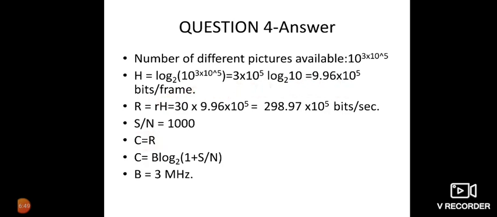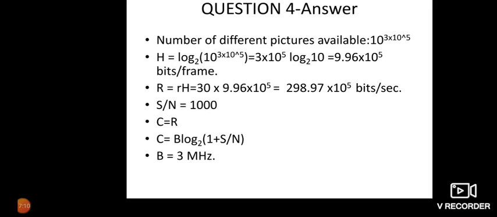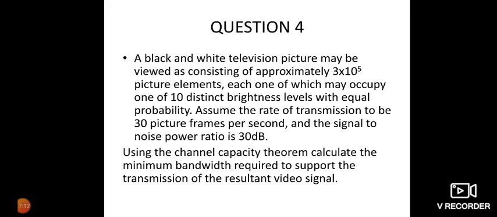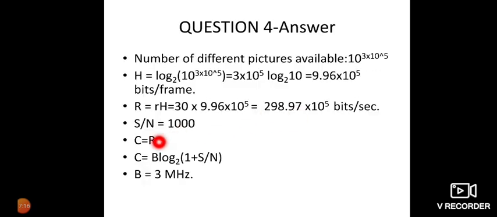Then R, that is the information rate, equals small r into H. So H is here; what is r? It is said that 30 frames per second is the transmission rate. So r into H. Okay, then what is S by N? 1000. It is given there, isn't it? How is it given? The signal to noise ratio is 30 dB. From that we will get S by N equal to 1000.